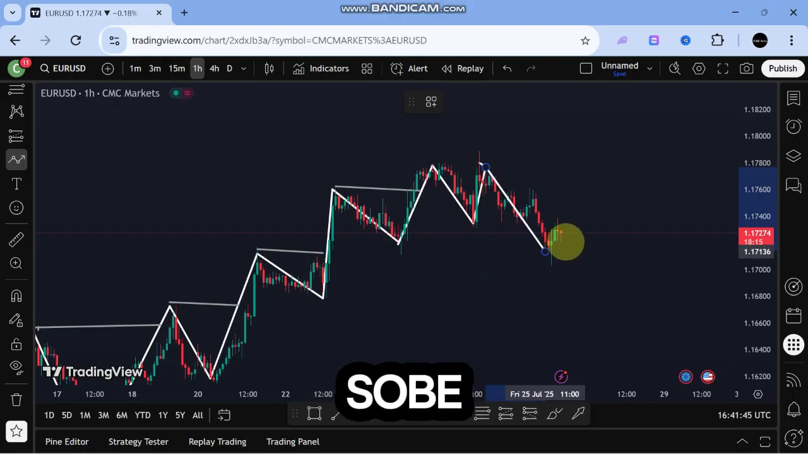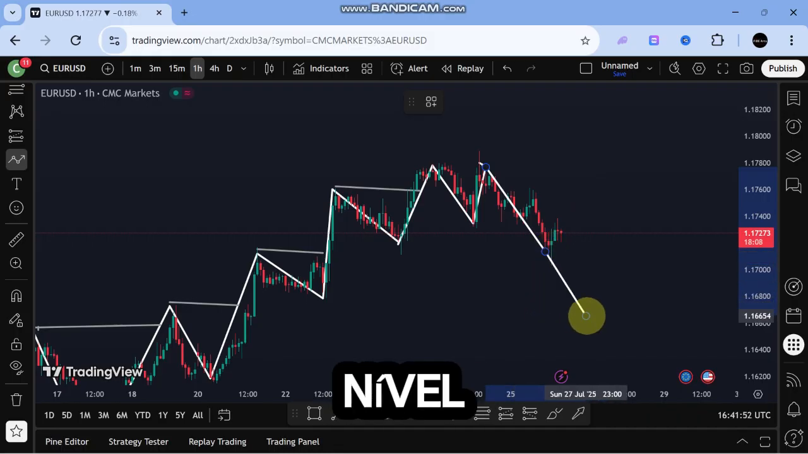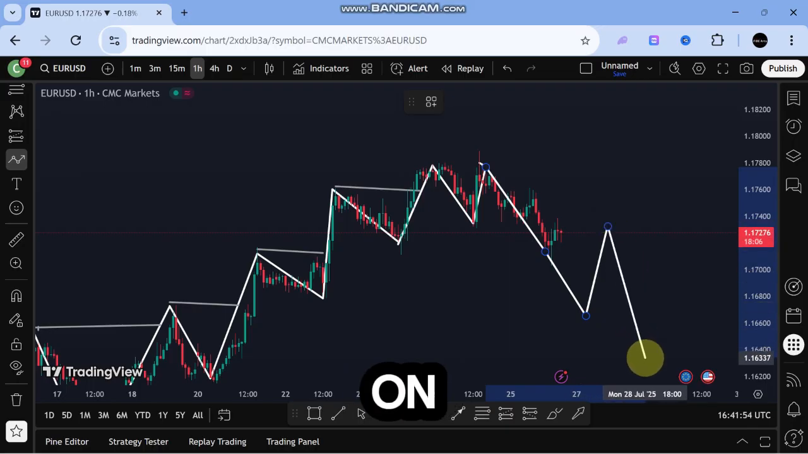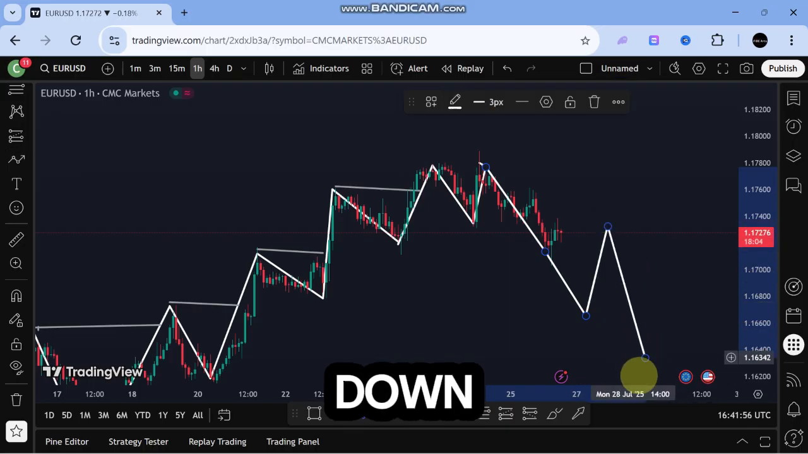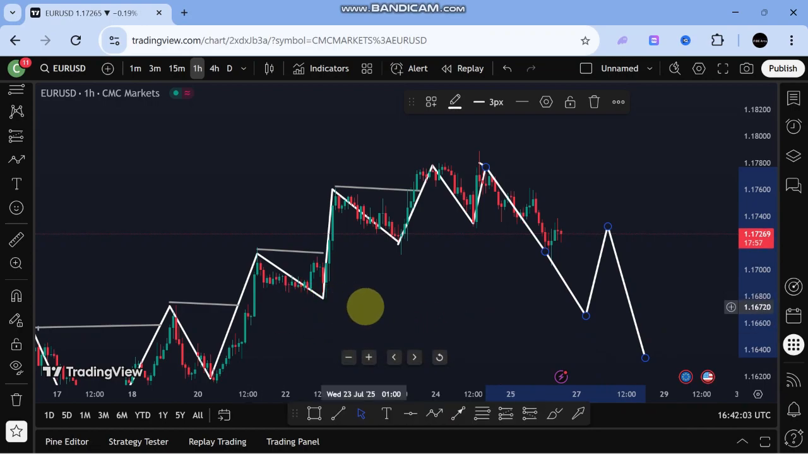But if price goes up, we're still in an uptrend again. But the moment price breaks below it, then retraces and creates another one, we're not in a downtrend, we're in an uptrend again. So guys, this is how we read market structure.